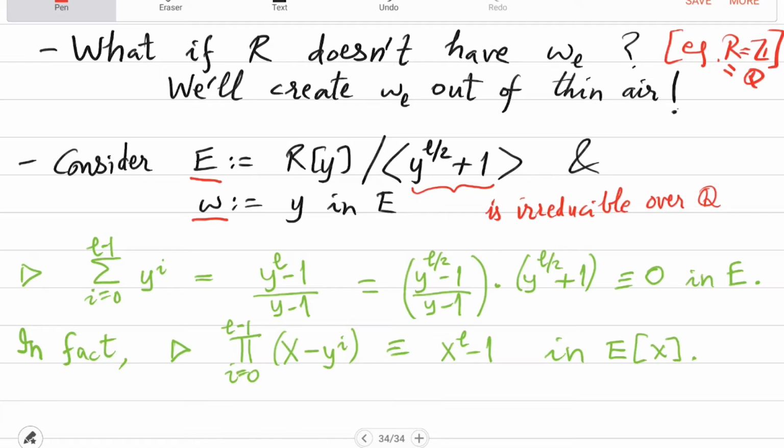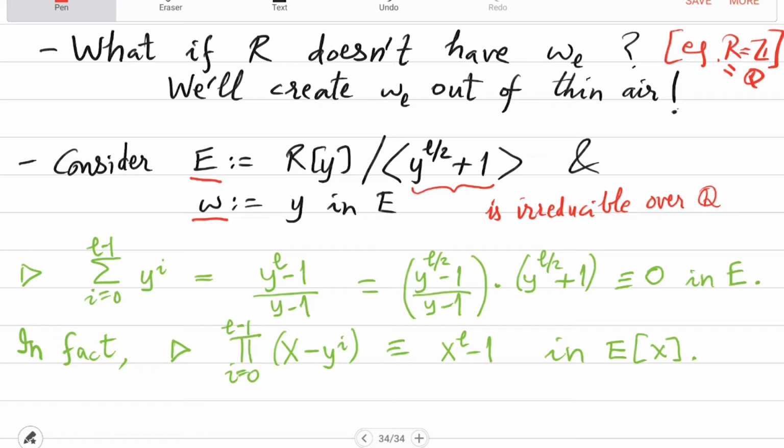So in that case we will work with an extension called E, where you have basically introduced this virtual element y. Formally, you have modded out by the ideal generated by y to the L by 2 plus 1. The motivation for this is that this is an irreducible polynomial if you are working over Q. So this is a field extension. A more concrete reason is this calculation in green.